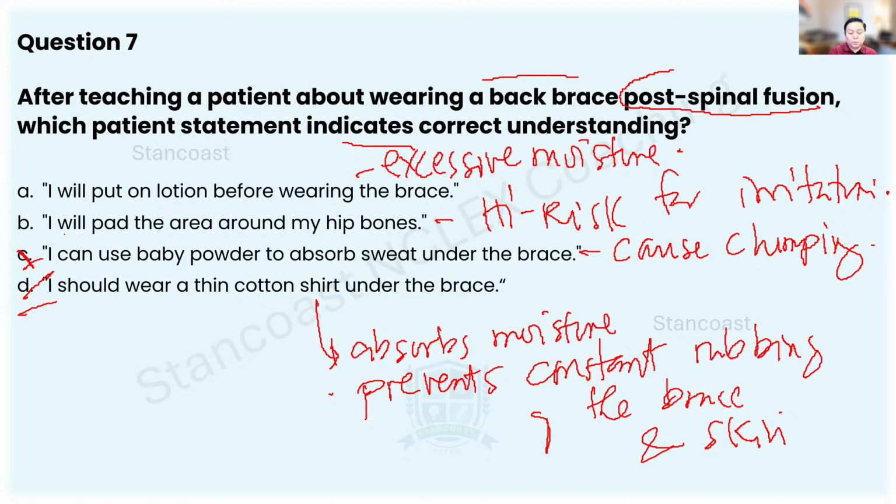And with that, skin breakdown can follow. Again, if there's a skin breakdown, the patient will have a much more conducive growth for the bacteria with that presence of lotion. So we are marking letter A, B, letter C as wrong options. Our correct answer here will be letter D. All right, that's how we manage the patient's brace.